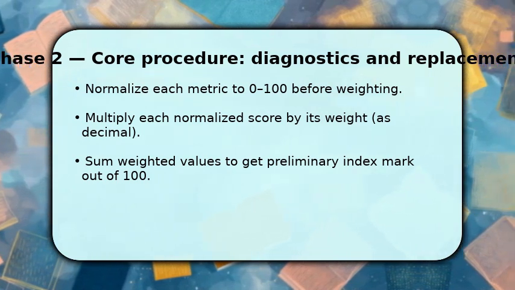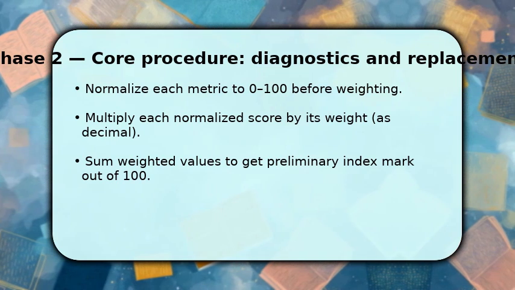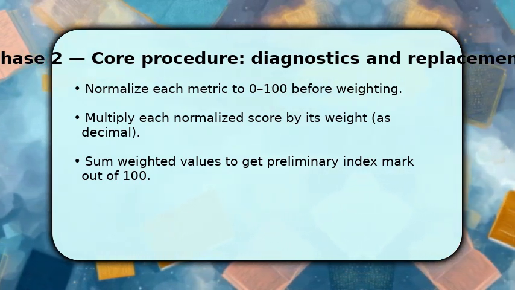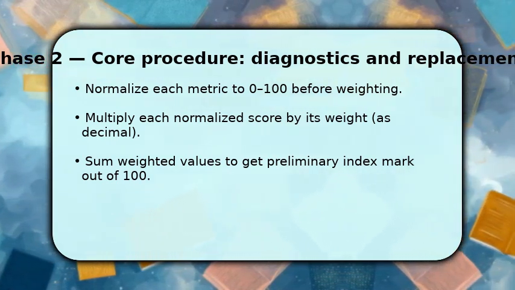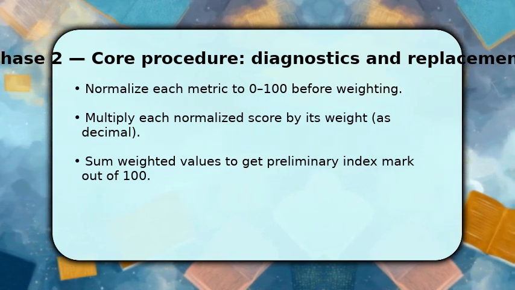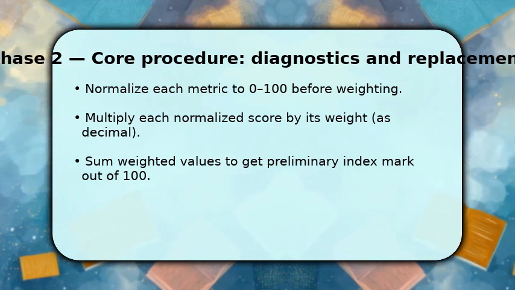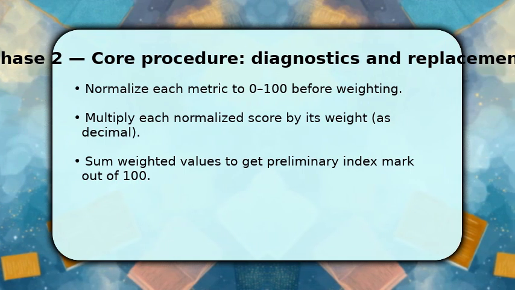Once normalized, multiply each score by its weight as a decimal, for instance 0.4 for academic, 0.3 for test. Add those weighted numbers together to produce the preliminary index mark out of 100. This composite explains how much each part drives the final value.